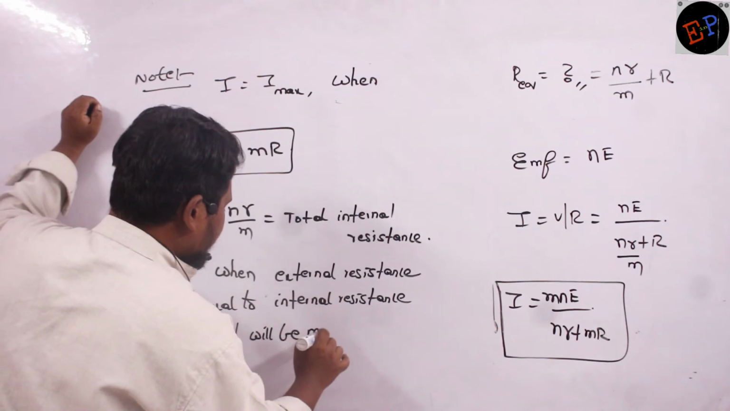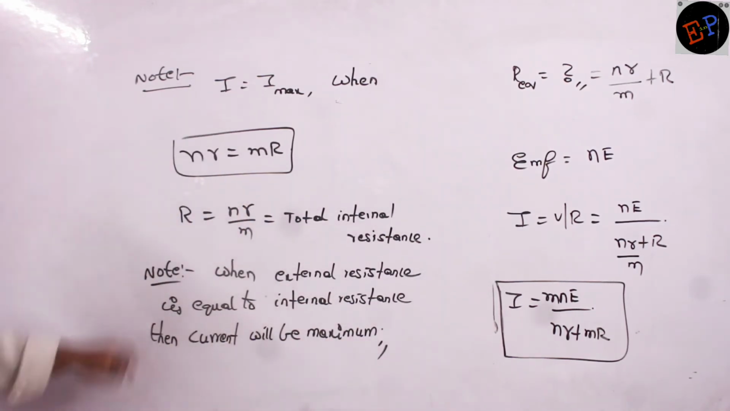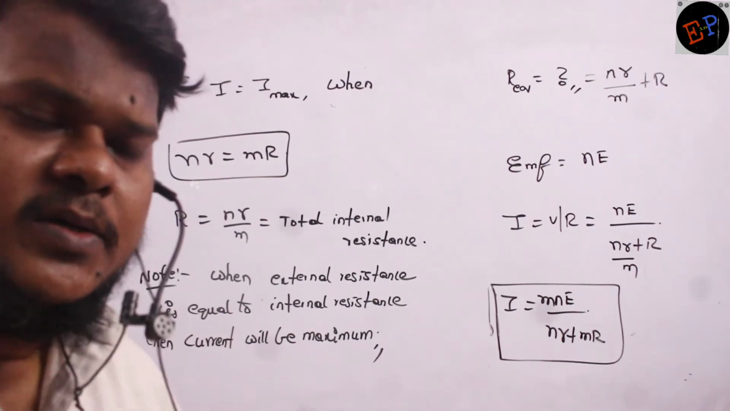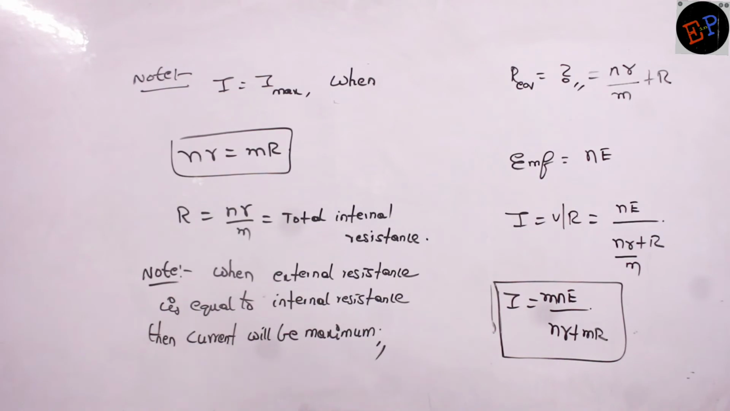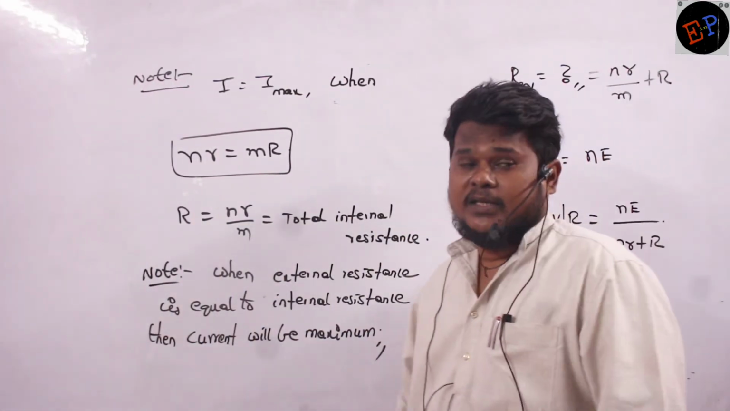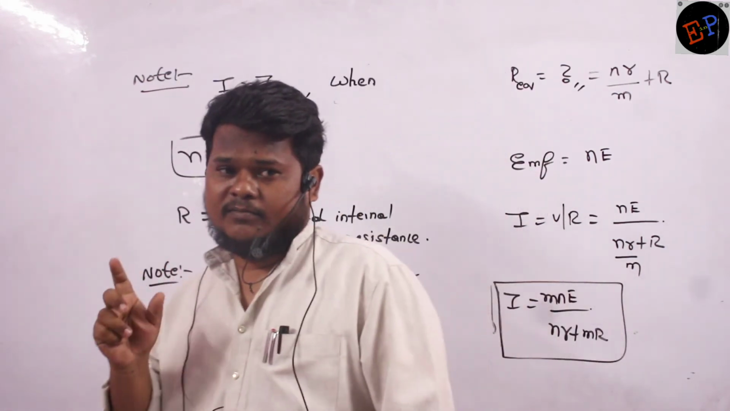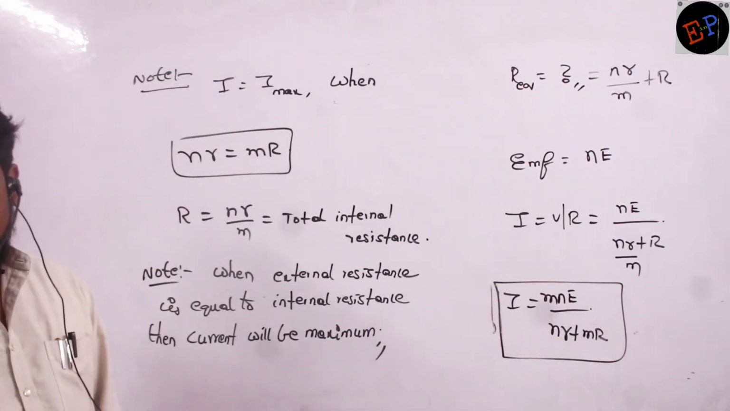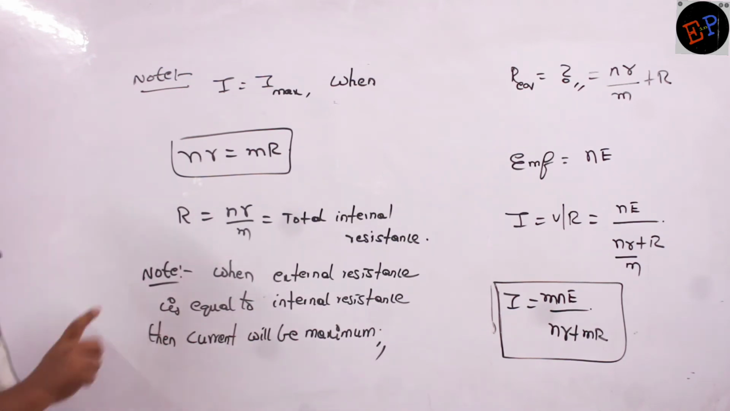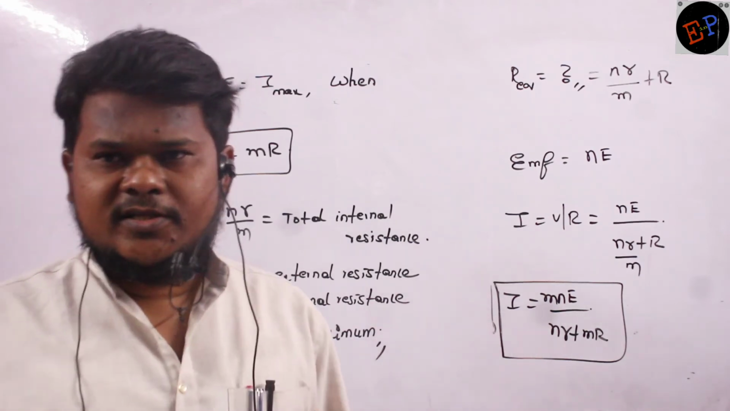Then current will be maximum. So these are the conditions which you should remember. In series connection, which resistance should be bigger? External resistance should be bigger. In parallel, internal resistance should be bigger. In mixed grouping, internal resistance and external resistance should be equal. These three conditions you should remember.